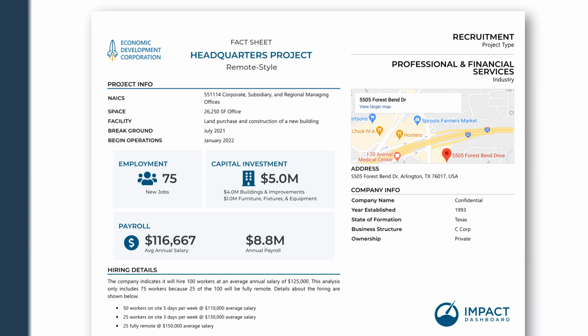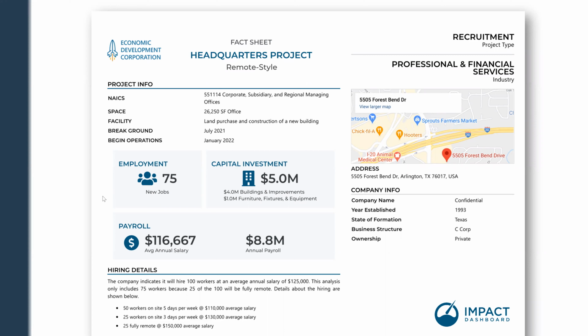And so if that's the case, we can forget the 25 that are fully remote if they're not really coming into the office, having an impact there locally. Assuming they don't live in the area, we could get more details on that perhaps, but we're just going to give them credit, quote unquote, for 75 jobs. So that means their annual payroll impact is going to be a little bit smaller than the full typical project. So I'm going to jump over to Impact Dashboard now just to show what that looks like.